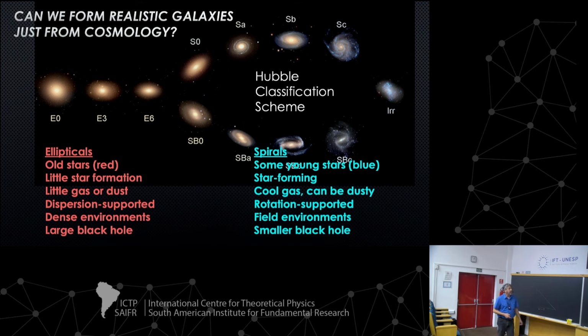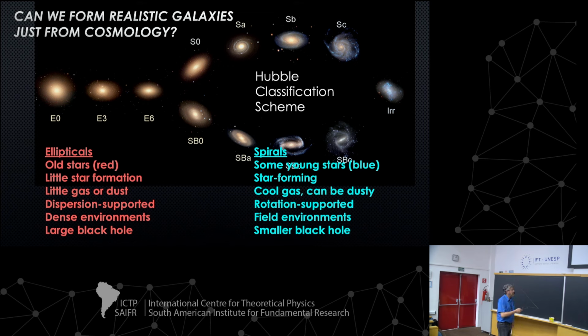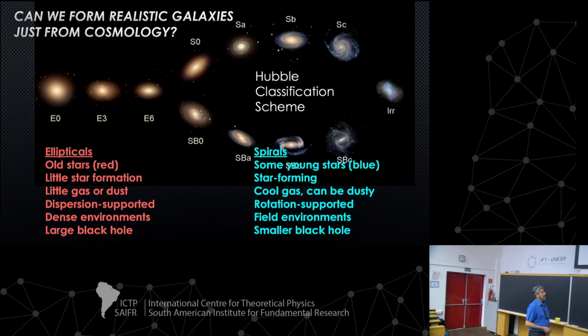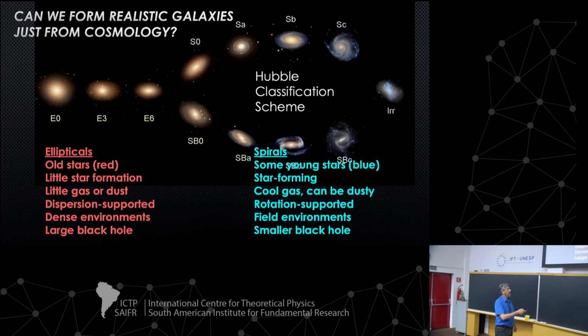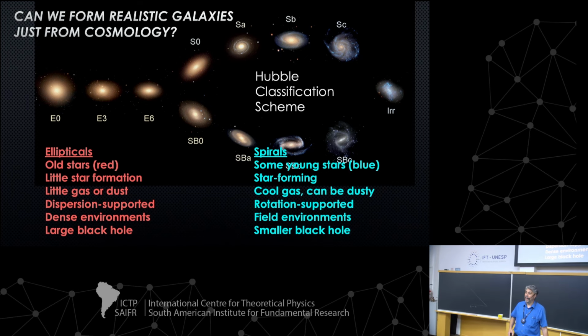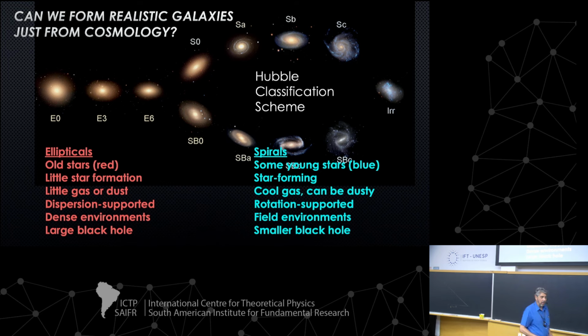There's very little gas or dust. There's actually a lot of hot gas, but not a lot of cool gas in the galaxy. These things tend to be dispersion supported, so they look like blobs. You have all these stars whizzing around, just like the dark matter, mostly not colliding with each other. They tend to live in dense environments, and they tend to have very large black holes relative to their stellar mass, compared to spiral galaxies. Spirals have young stars, tend to be bluer, perhaps only in the spiral arms, have cool gas, dust, are rotation supported, and live in less dense environments with smaller black holes, like the Milky Way.